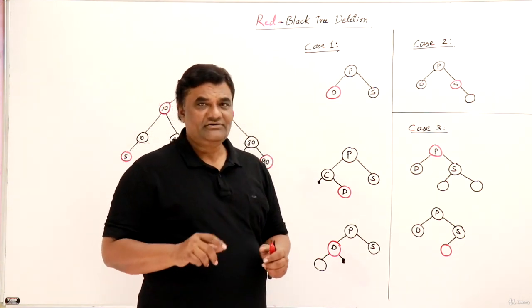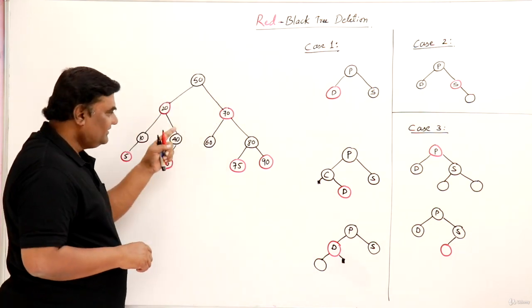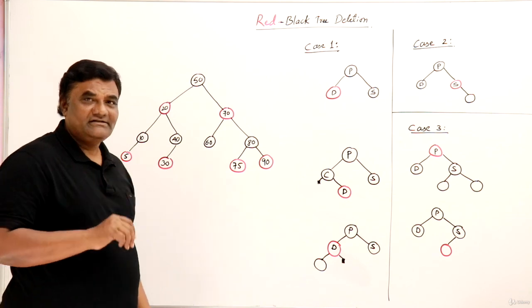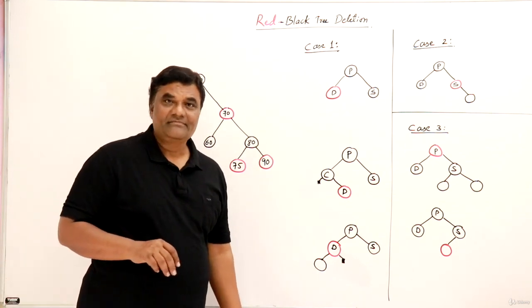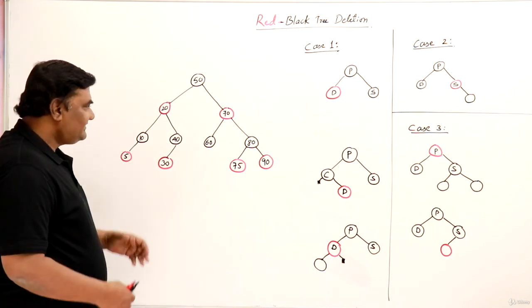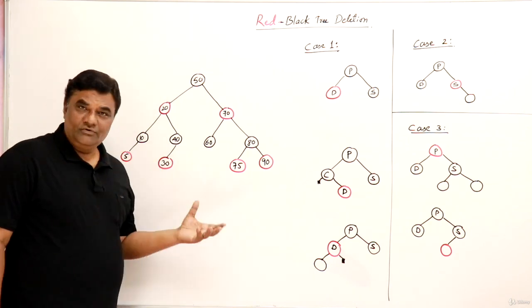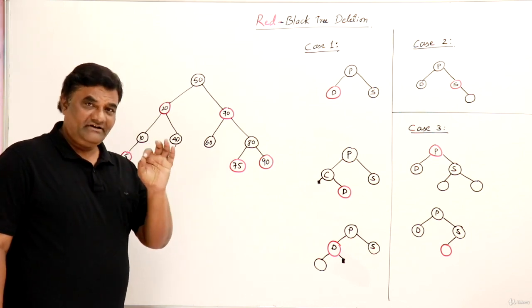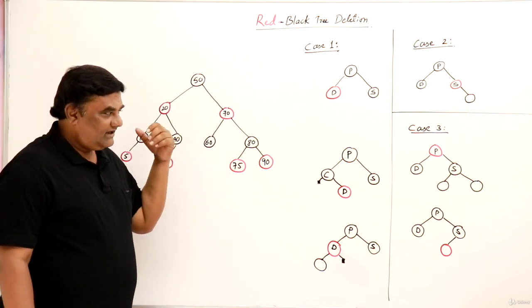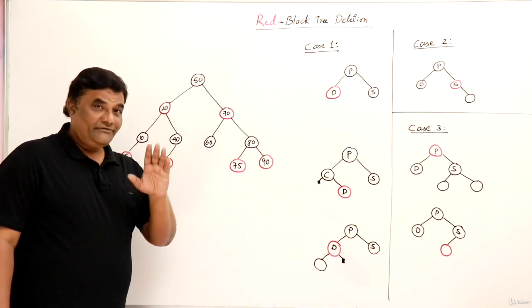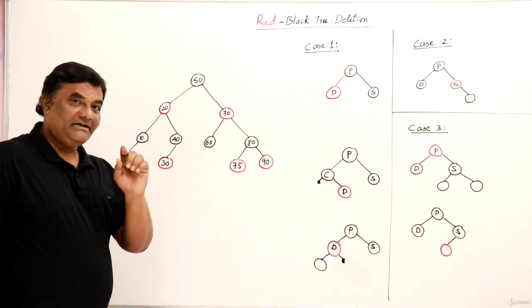So let us understand. So already I have taken an example. This is a red-black tree, but don't see it as a red-black tree. Look at it as a binary search tree. Now, how deletion happens in binary search tree? As an example, let us delete some nodes and see the cases. So in this, whatever we understand here, that will help us understanding deletion from red-black tree.